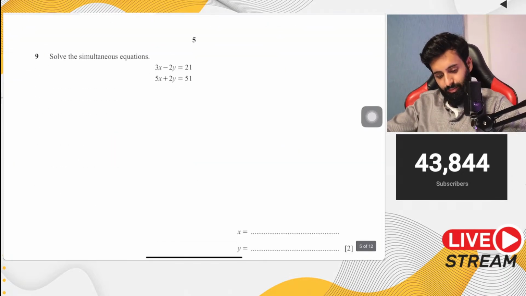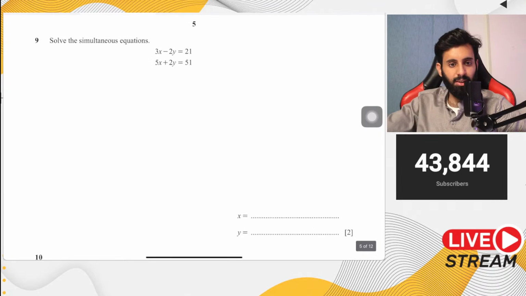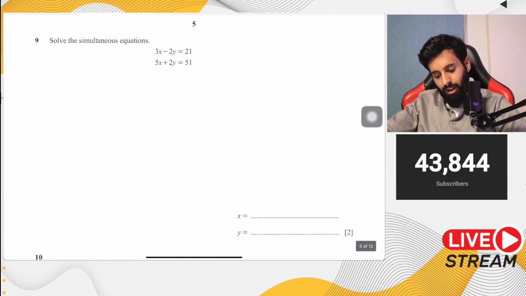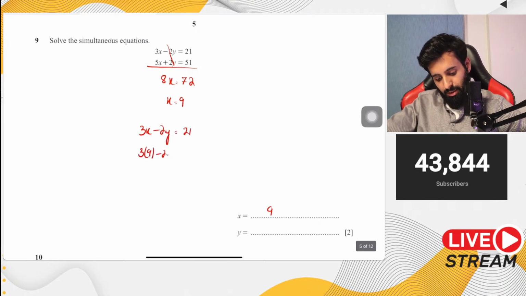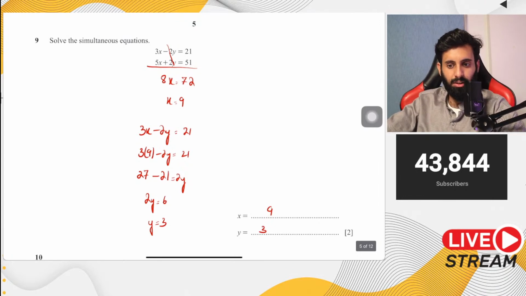Okay, now solve the equations simultaneously. This equation is literally just begging to be solved. All you have to do is add the two equations, so the y gets cancelled out. 8x equals 72, x equals 9. Now you have 3x minus 2y equal to 21. 3 into 9 is 27. 27 minus 21 equals 2y, which means 2y equals 6, so y equals 3. And there you go. That's it.